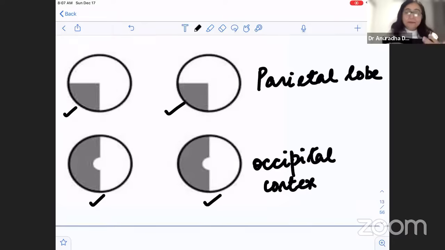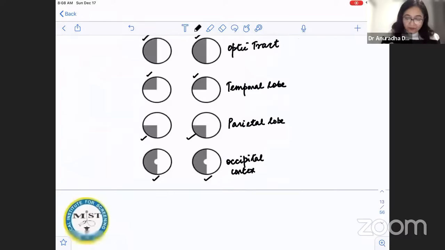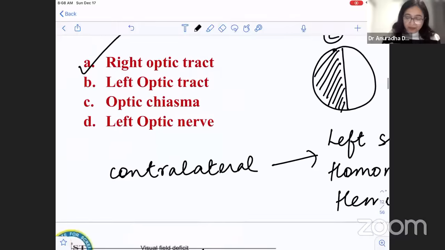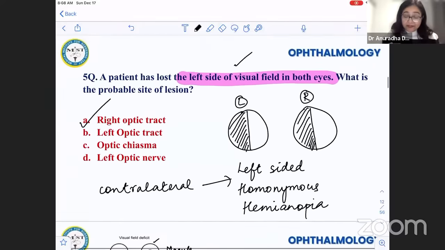Craniopharyngioma is a pituitary tumor, like pituitary adenoma. So that will compress the optic chiasma and cause bitemporal hemianopia. Okay? Most of the time nowadays, examiners are putting questions like this.